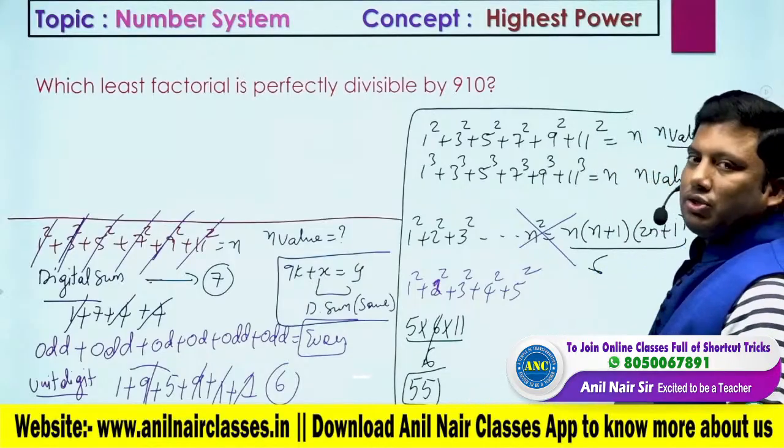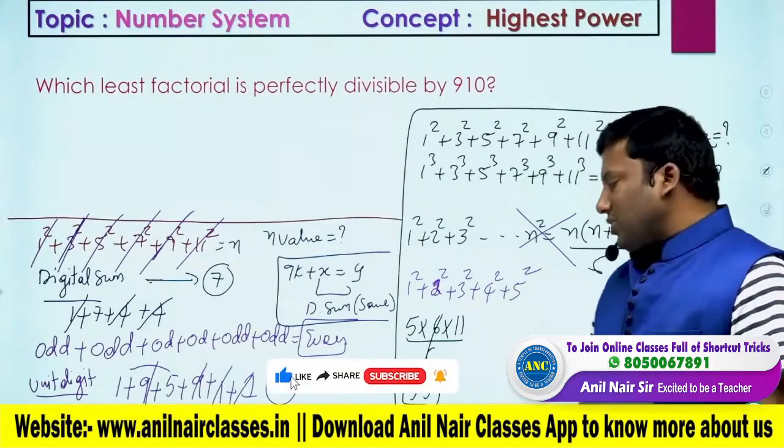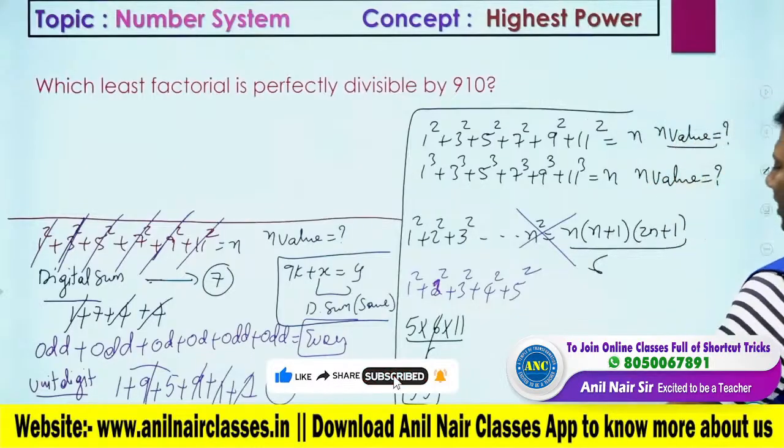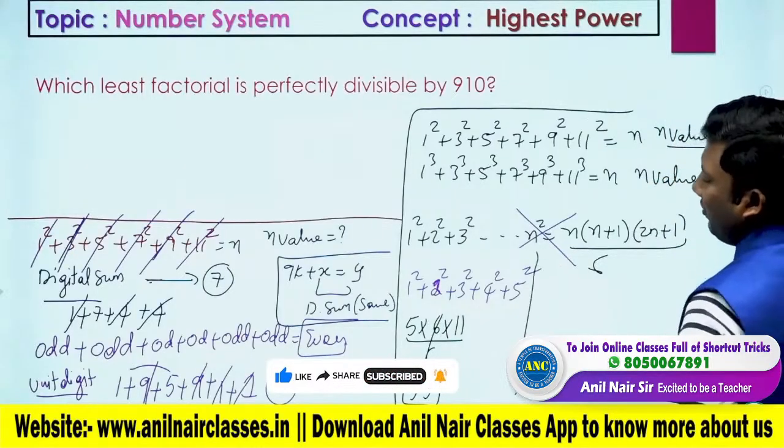n into n plus 1 into 2n plus 1 divided by 6. 5 11s are 55. Let us check with this one.